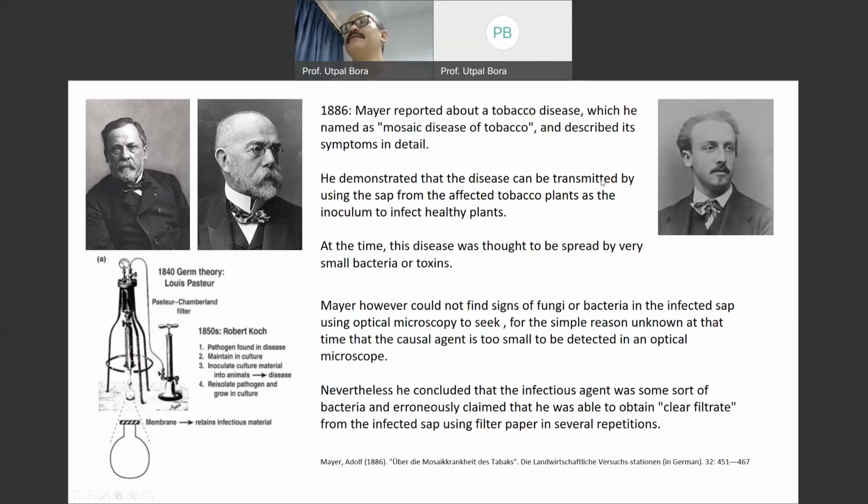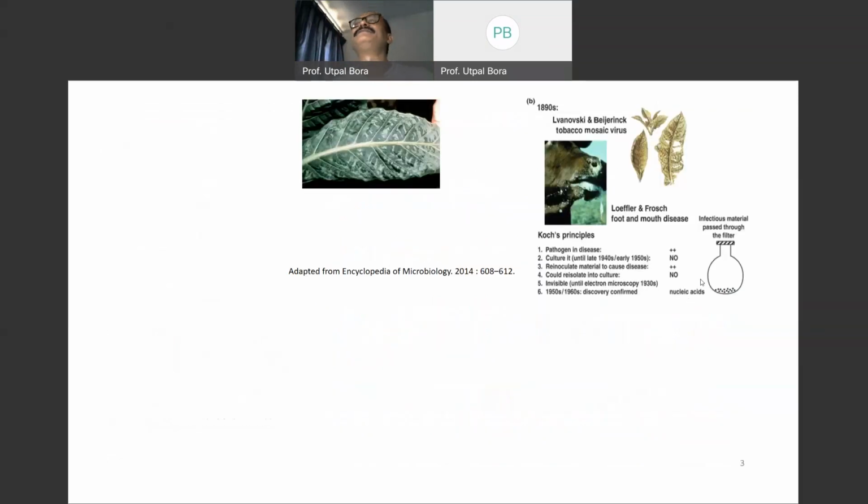So anyway, Mayer was the first person who did some detailed study on the tobacco mosaic disease, and he described the symptoms quite well. He could make some sense of the causative agents, but actually there was not much scientific substance on the pathological part of the study conducted.